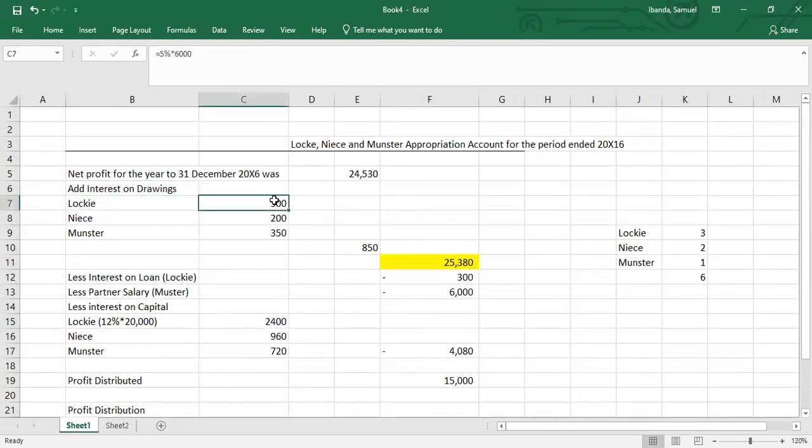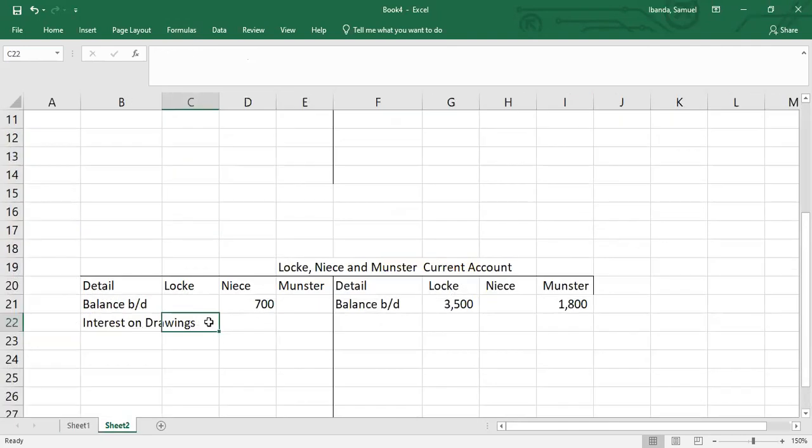You should have interest on drawings right there, and then you come and put the figures 300, 200, and 350. So that's how you would put it right there, okay?